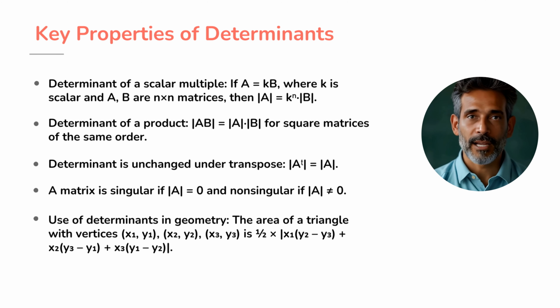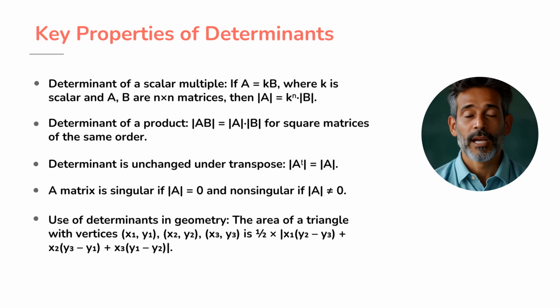Determinants have some very handy properties. First, if A equals K times B, where K is a scalar and A and B are n by n matrices, then mod A equals K to the power n times mod B. Second, for the product of two square matrices of the same order, mod of AB equals mod A times mod B. Third, determinants don't change when you take the transpose, that is, mod of A transpose equals mod A. Also, a matrix is called singular if its determinant is 0 and non-singular if its determinant is not 0.